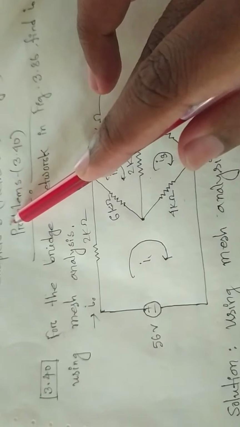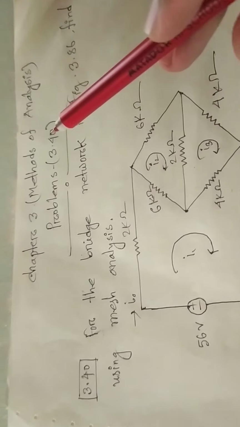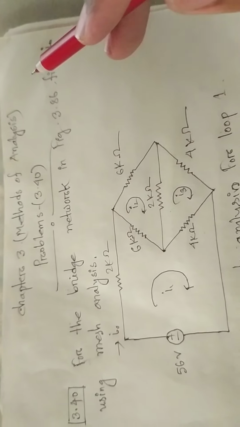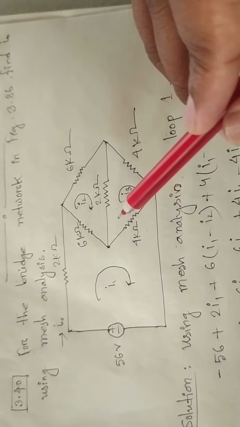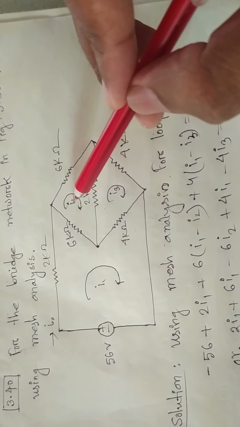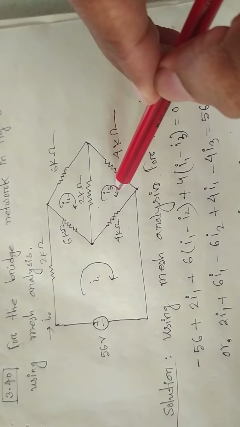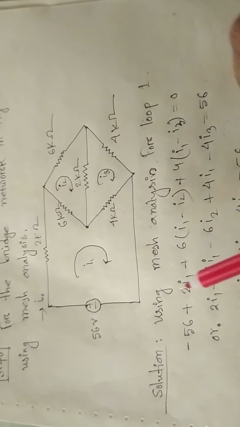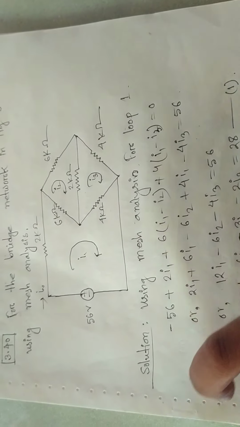Practice chapter 3, methods of analysis, problem 3.40, Fundamentals of Electric Circuits by Alexander and Sadiku. In this figure, firstly I choose 3 loops: loop 1, loop 2 and loop 3, with currents I1, I2 and I3. Now we solve using mesh analysis, starting with loop 1.